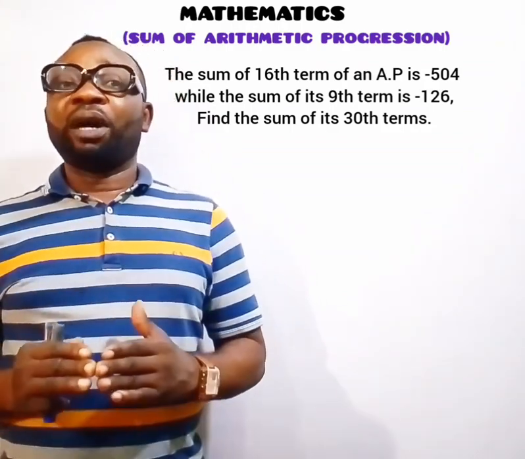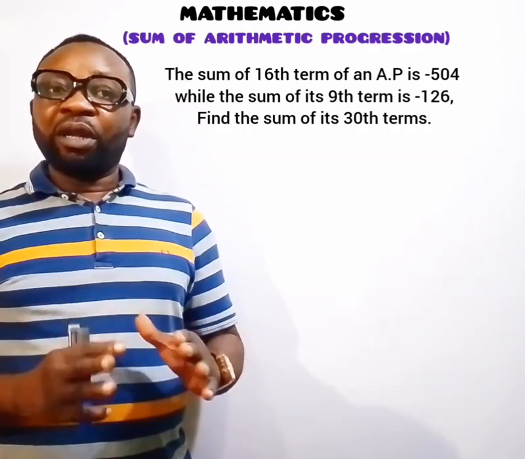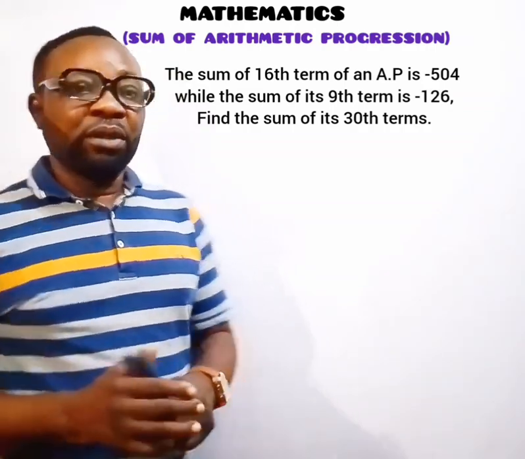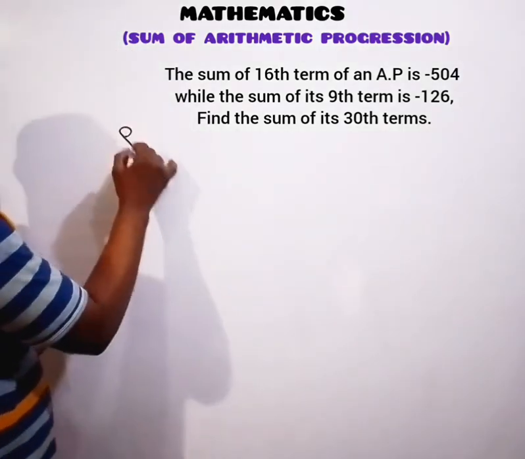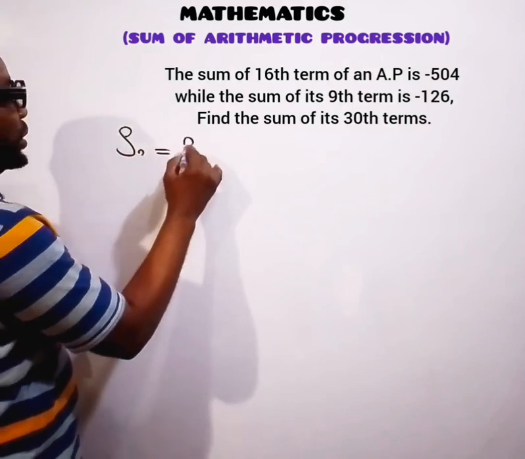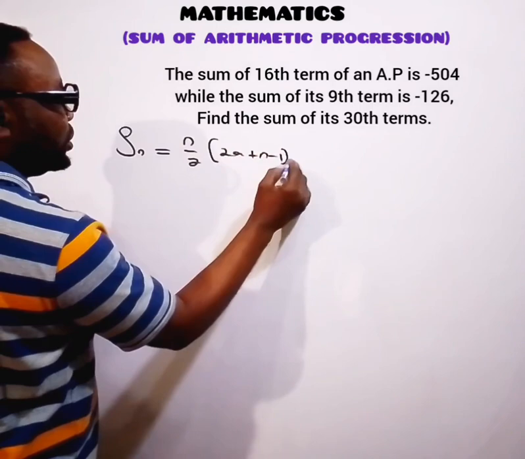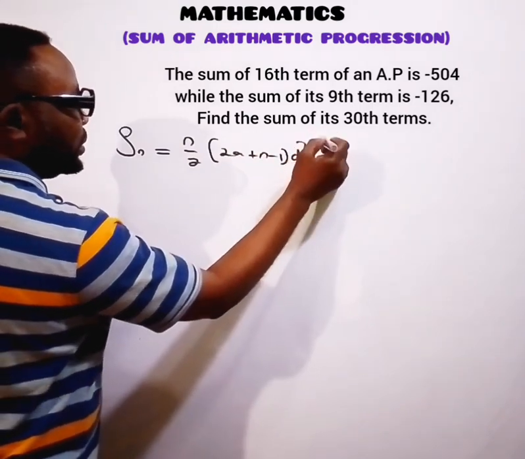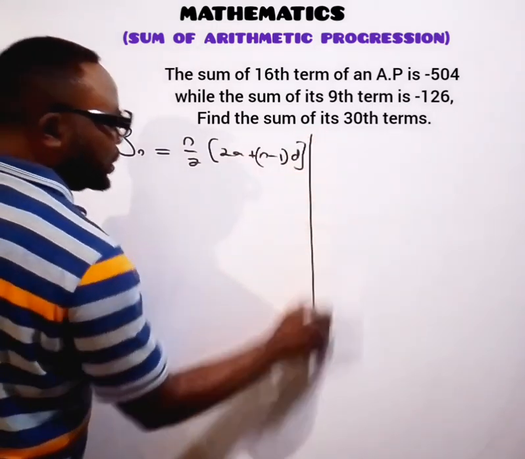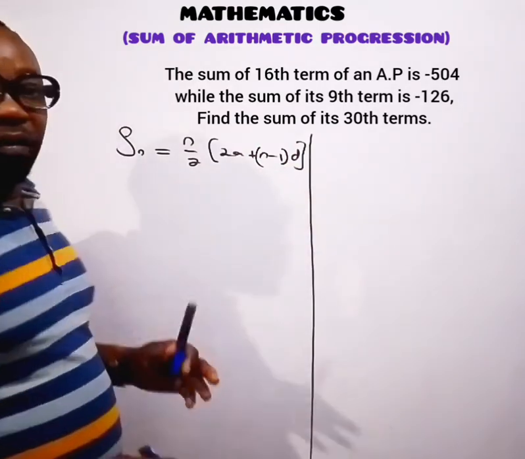You have to have at the back of your mind this formula for the sum of the nth term, which is given to be n over 2 times the bracket of 2a plus n minus 1 times d. This is the formula for the sum of the nth term.